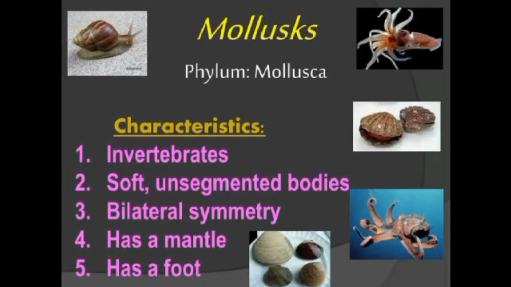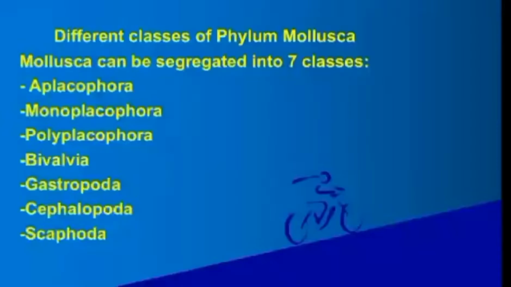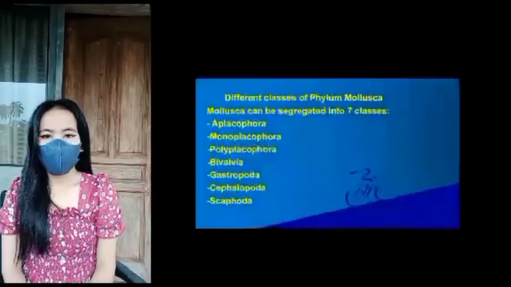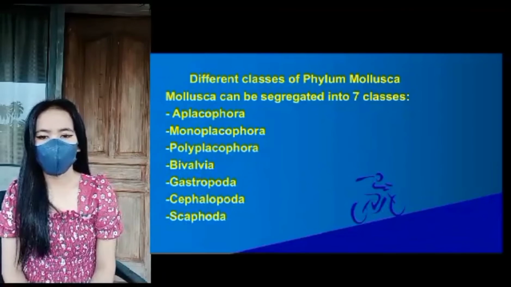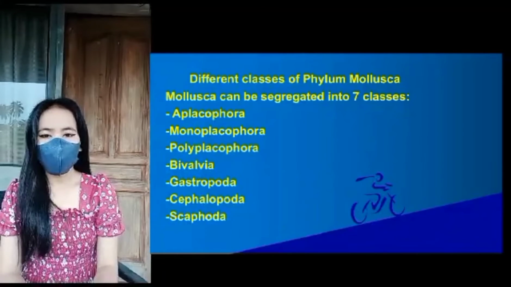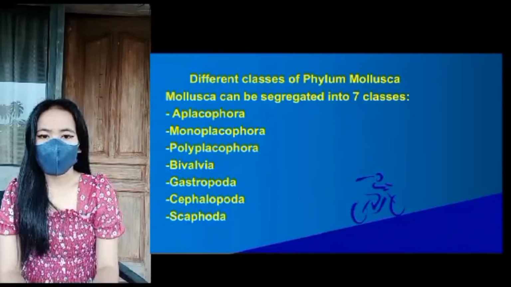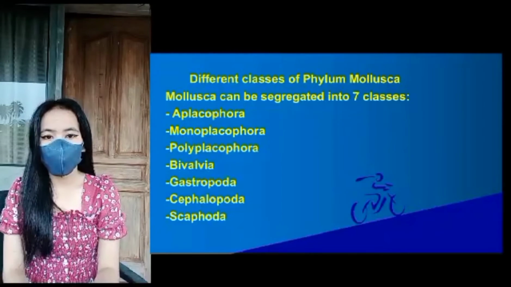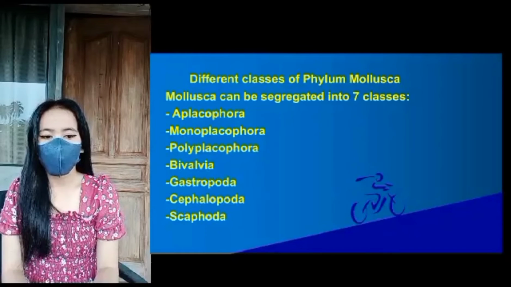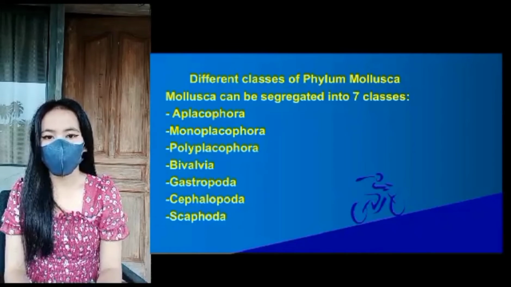So these are the characteristics of phylum Mollusca: invertebrates, soft and segmented bodies, bilateral symmetry, has a mantle, and has a foot. Now I'm discussing the different classes of phylum Mollusca. Mollusca can be segregated into seven classes: the Aplacophora, Monoplacophora, Polyplacophora, Bivalvia, Gastropoda, Cephalopoda, and Scaphopoda.